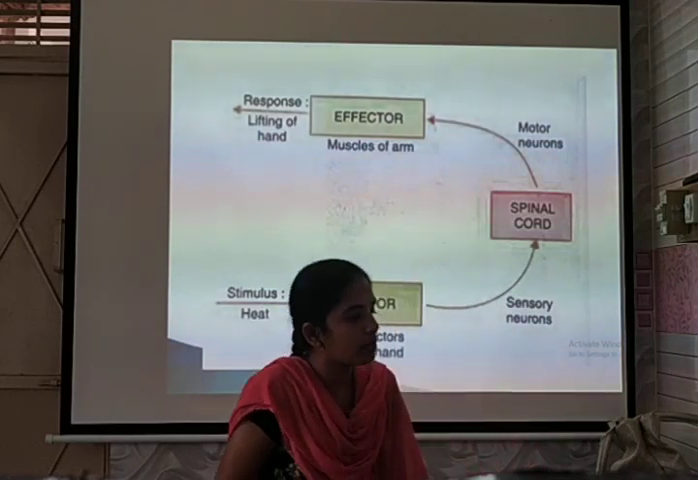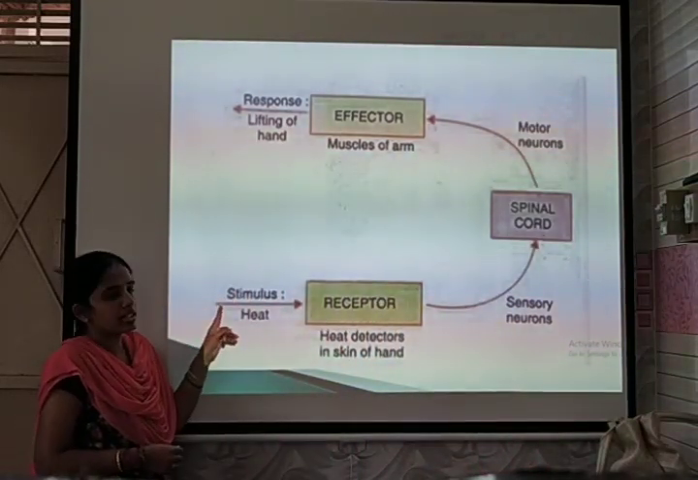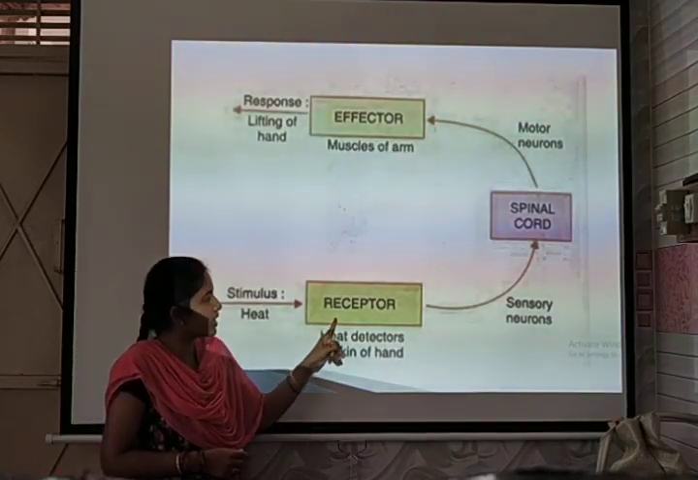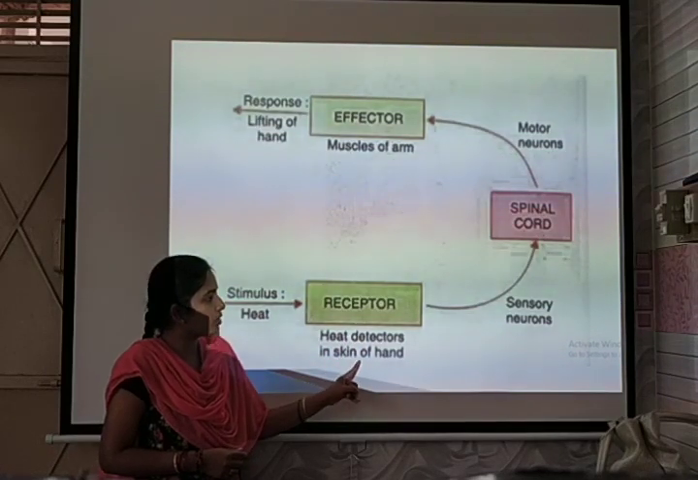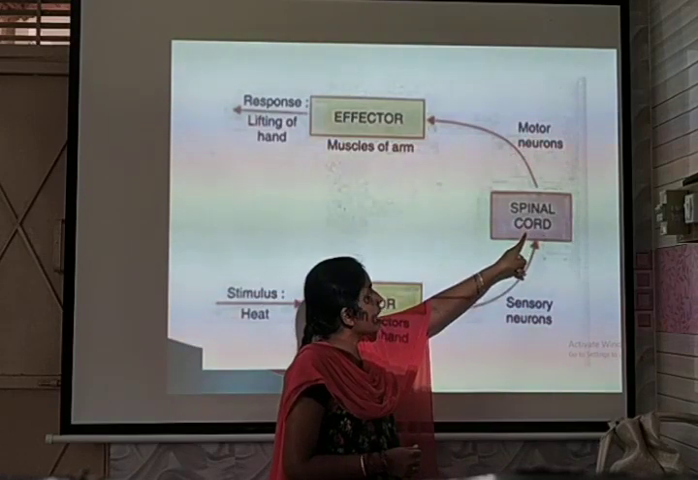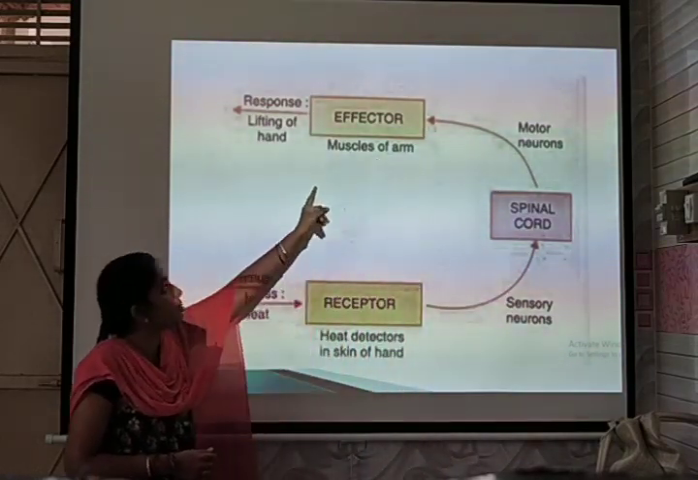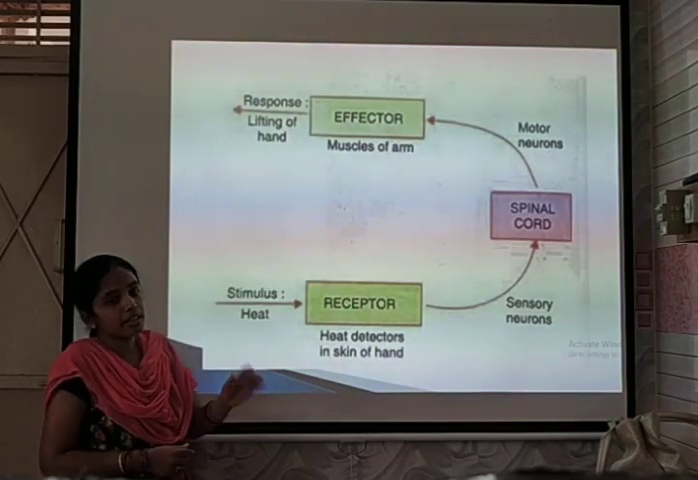So in this schematic representation, we can describe that the stimulus may be in the form of heat, cold, or pinch, which is received by the receptor region, detected in the skin of the hand. With the help of sensory neurons, it is transmitted to the spinal cord. From the spinal cord, the motor neuron shows the response in the effector region, where they are lifting the hand back.